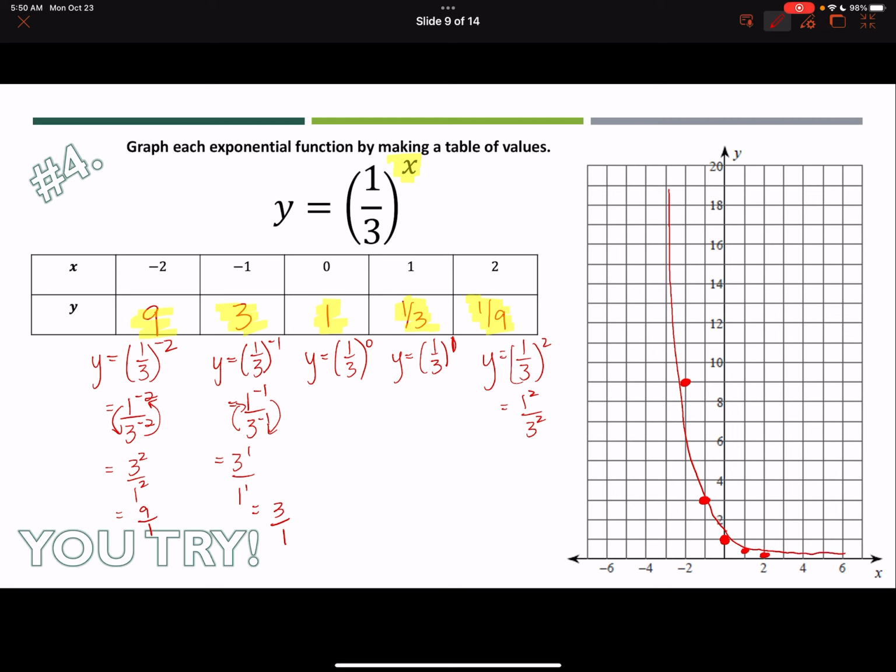And the other thing, not sure if I mentioned this before, but these kind of go on forever, just like lines. So hopefully you've noticed that I've been drawing arrows at the end of each of these graphs. All right, awesome. So that's a little bit about graphing.